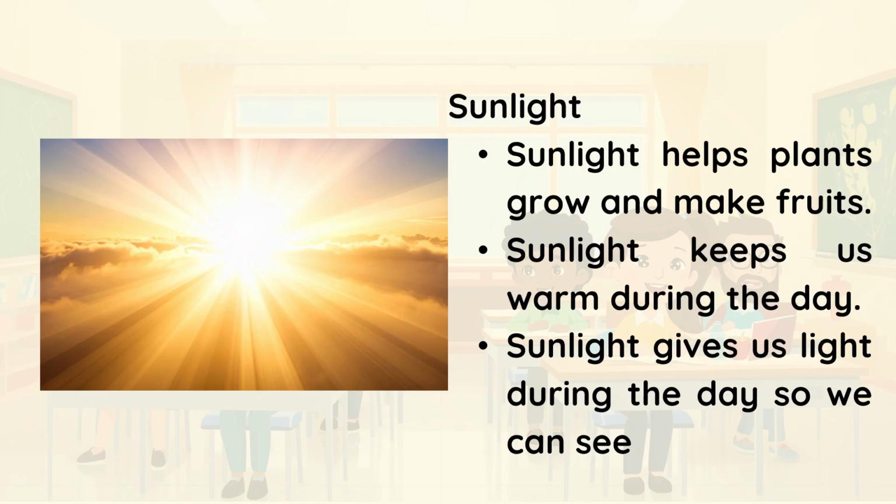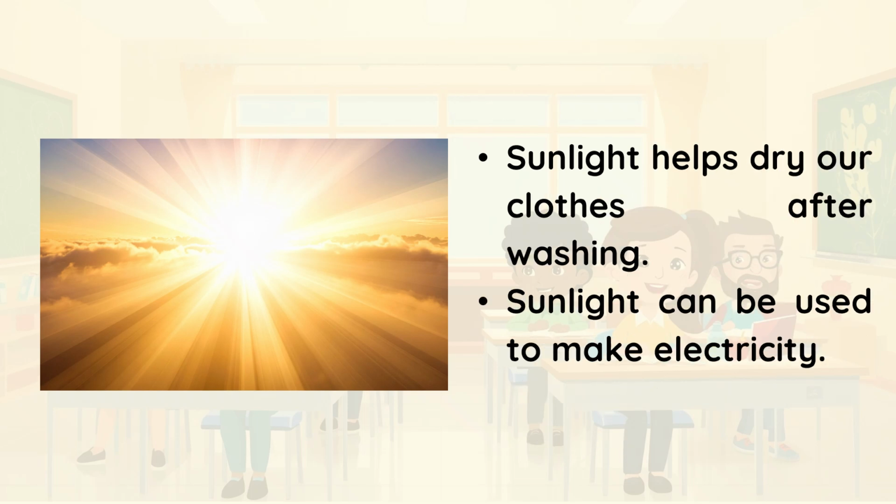Sunlight. Sunlight helps plants grow and make fruits. Sunlight keeps us warm during the day. Sunlight gives us light during the day so we can see. Sunlight helps dry our clothes after washing. Sunlight can be used to make electricity.